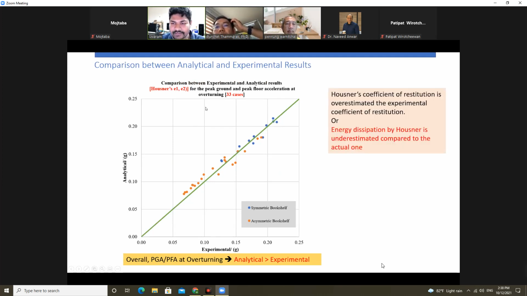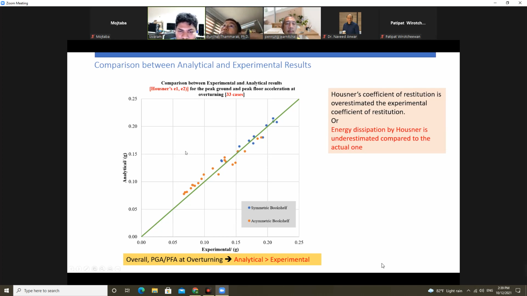As I said earlier, experimentally the energy dissipation by the Housner model is underestimated compared to the actual one. But when we are developing the fragility graph, we don't know which coefficient of restitution we have to use for which case. So we use only Housner's coefficients of restitution, E1 and E2.